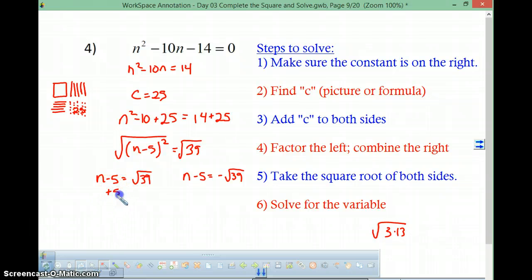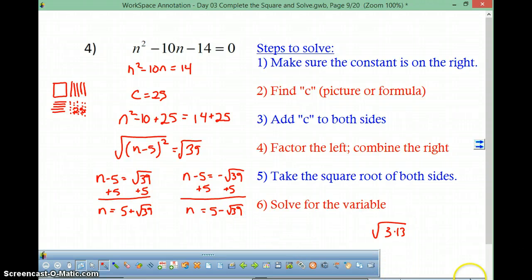Now we're going to add 5 to both sides of each equation. This one becomes n equals, can we combine these? No, they're not like terms, so we say 5 plus root 39. Do the same thing here. We add 5 to both sides of this equation. We can't combine because they're not like terms, so we say 5 minus root 39. Okay.